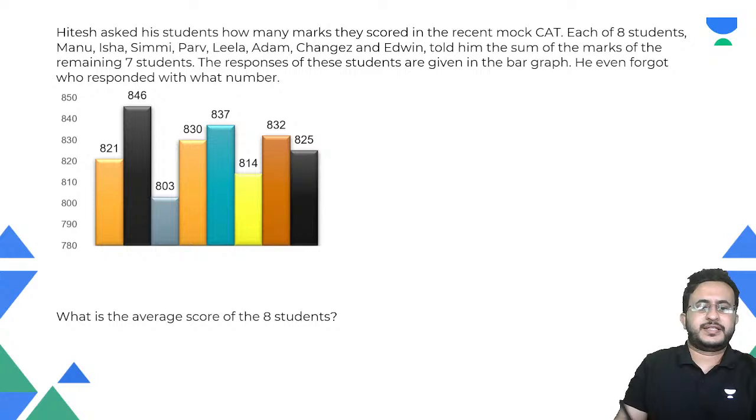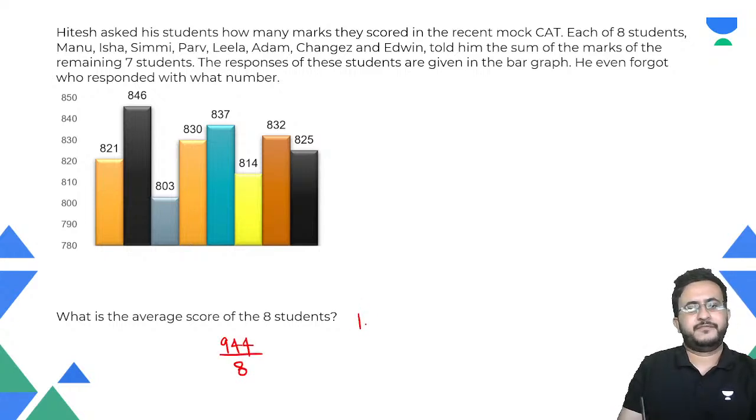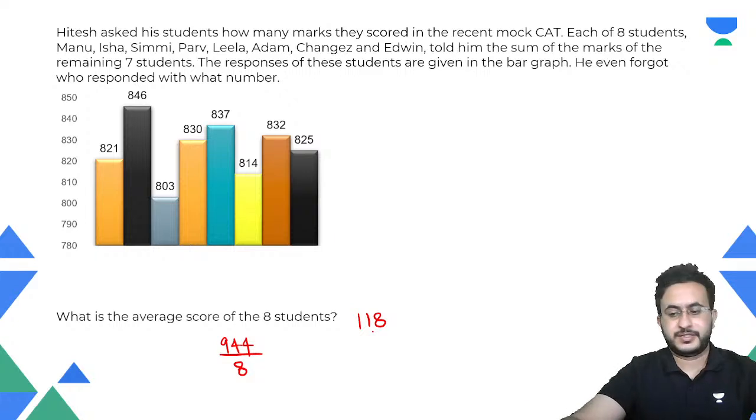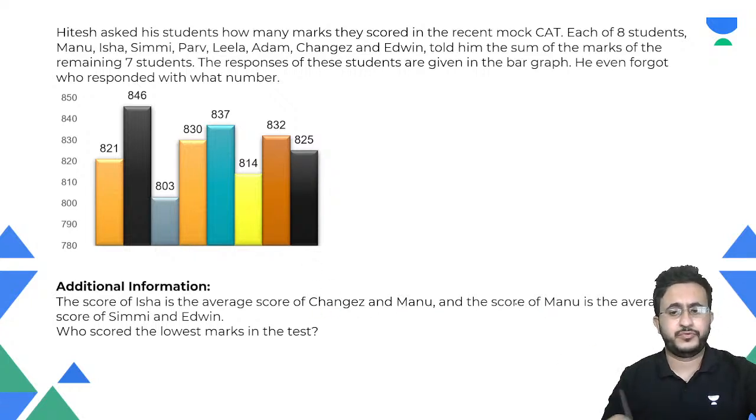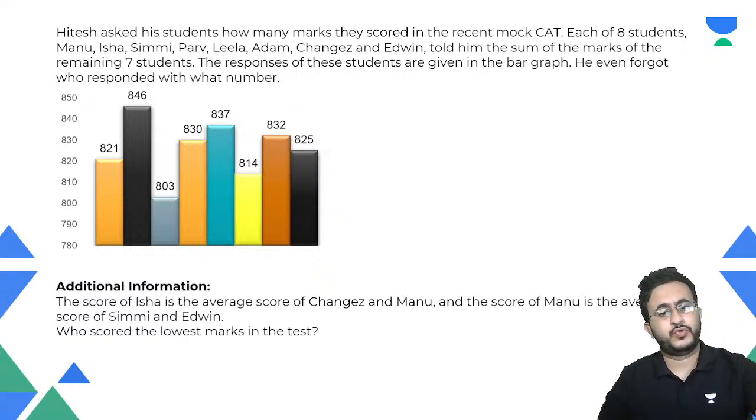So average is asking, ठीक है, 944 total है, divide by 8 we will get 118. ठीक है, सही है. Okay. Now some additional information is given. The score of Isha is the average score of Changiz and Manu, and the score of Manu is the average score of Simni and Edwin. Okay? Now, who scored the lowest marks in the test?